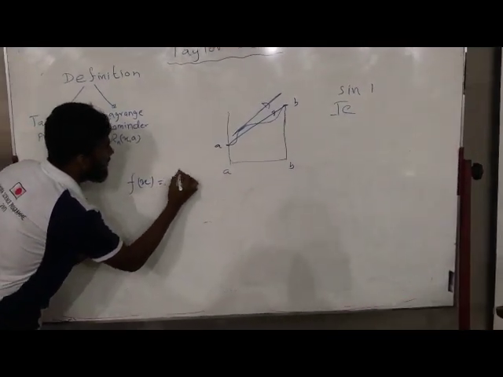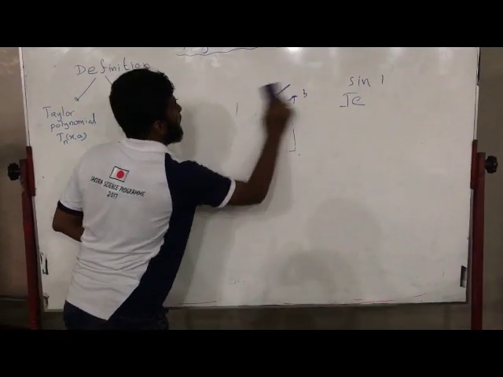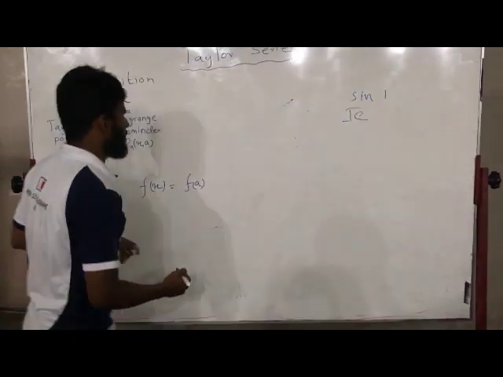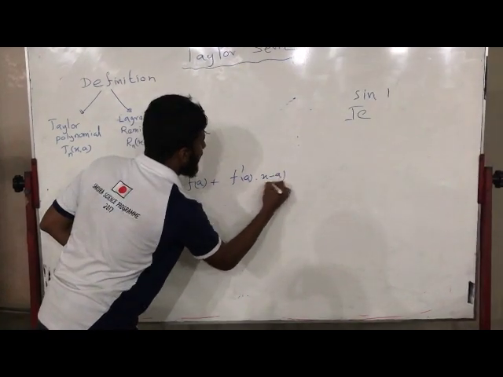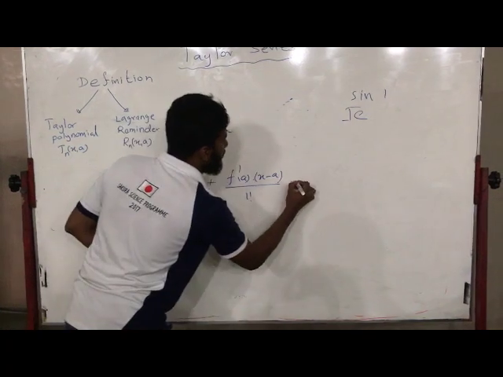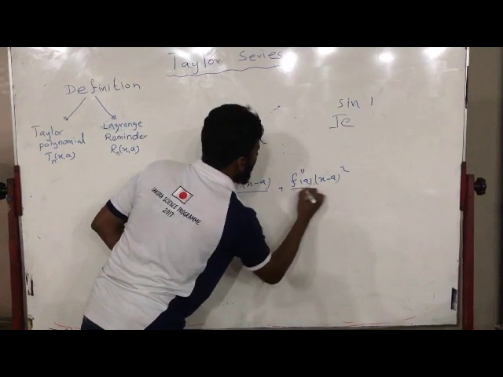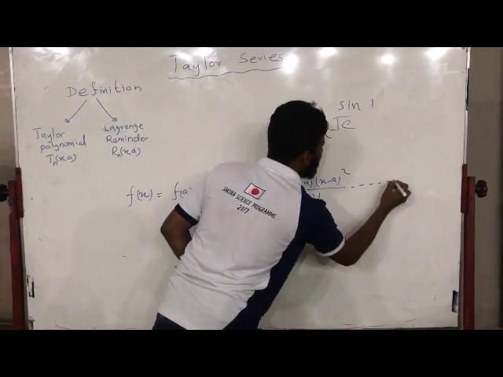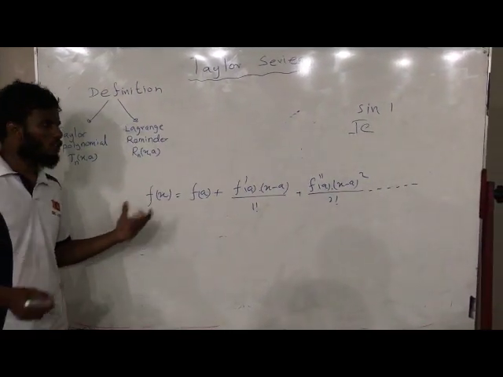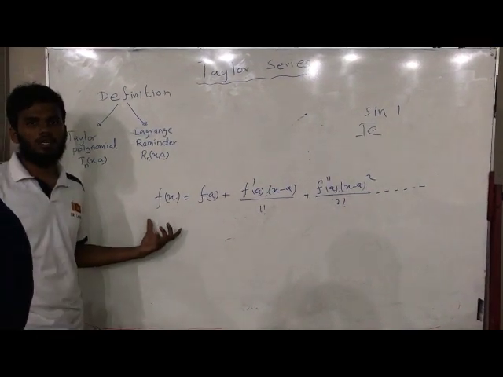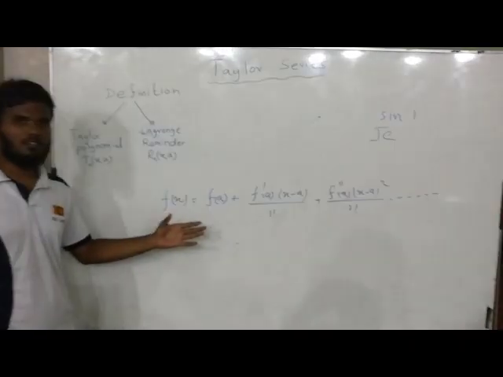f(x) equals f(a) plus f dash a into (x minus a) over 1 factorial plus f double dash a into (x minus a) squared over 2 factorial, and it goes on. This is the actual Taylor series. For this purpose, f(x) should be infinitely many times differentiable. If not, we cannot find f double dash and the later terms.